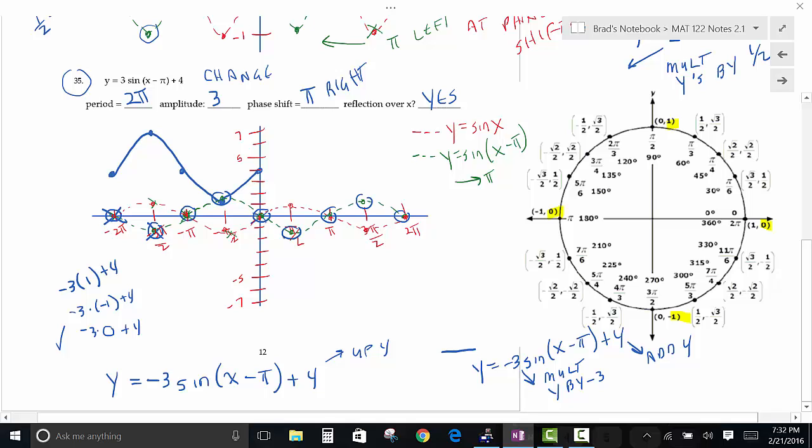Okay, so that takes care of that. This point has a y value of negative 1. We already did that. That goes to 7. So it takes care of that point. Okay, this point we've already done. That goes to 4. This point we already did. That stays at 1. This point right here went up to 4.